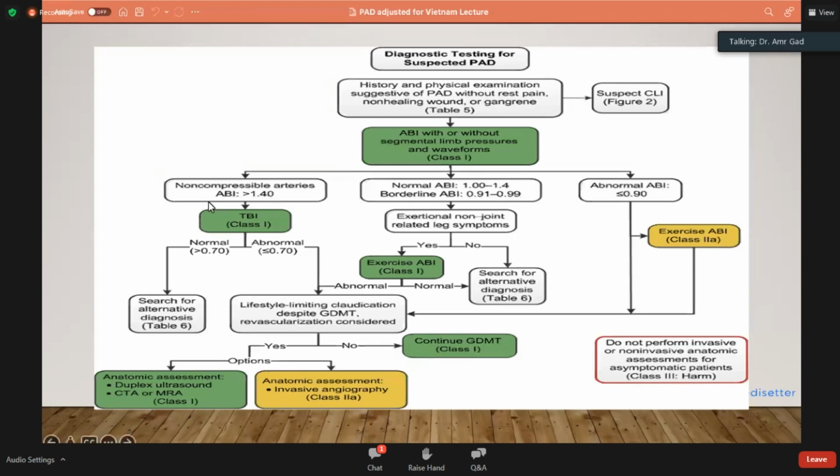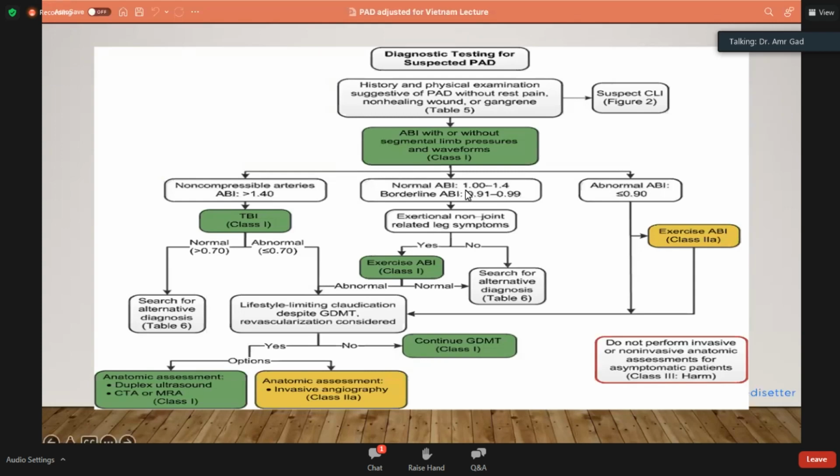We have three categories here. The first category is above 1.4. This is very high. This happens especially in diabetics when the vessels are severely atherosclerotic and calcific, very hard. So when I put the cuff of the machine to measure the blood pressure on it, the vessel is not compressible. So it gives me falsely a very high blood pressure that makes the ankle brachial index above 1.4. So I have to take care of interpreting the ankle brachial index in diabetic patients.